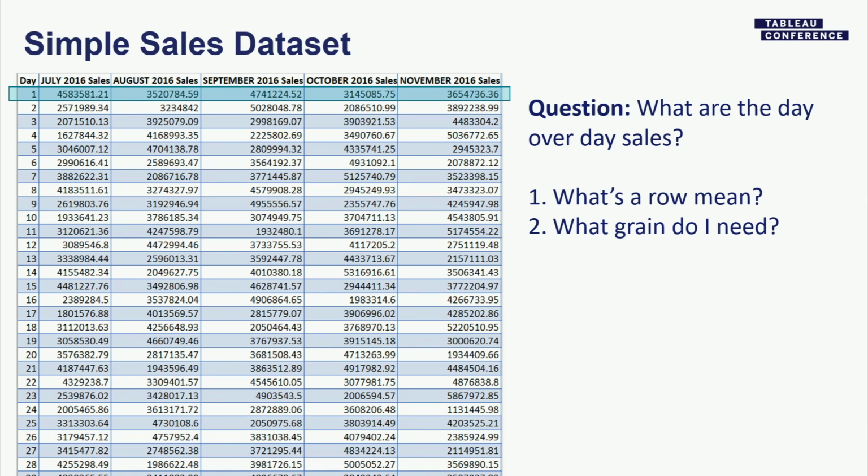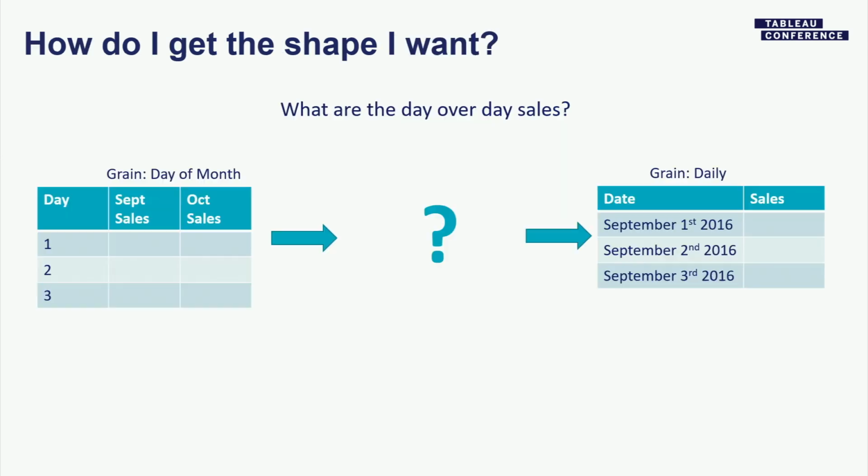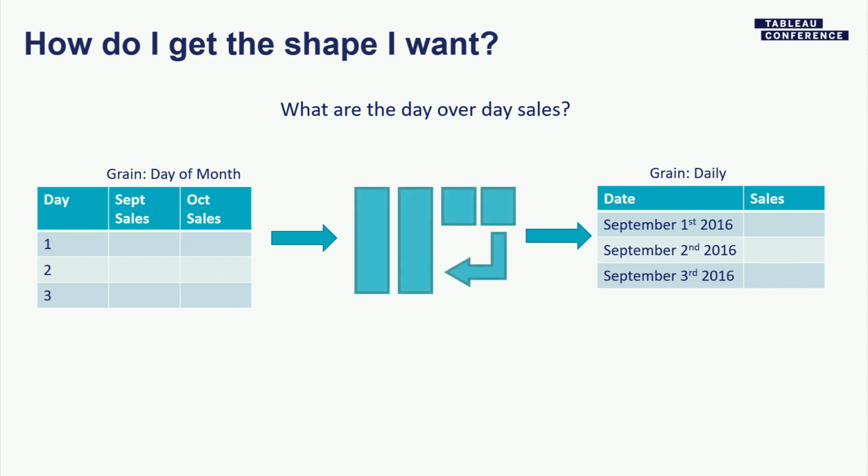So if my question is, what are my day-over-day sales, is this the right grain? It's not, because it's really hard to compare the 31st on one day to the 1st of another day. It's really hard to actually build a time series on that. So I've got day of month. What I really want is daily. I want every single row to represent the sales for a given day. So I need to go ahead and pivot that from columns to rows. And Yusuf's going to give a quick demo of that in Prep.